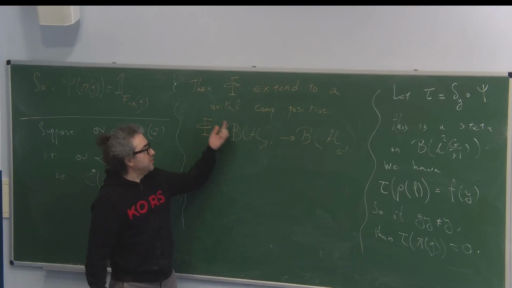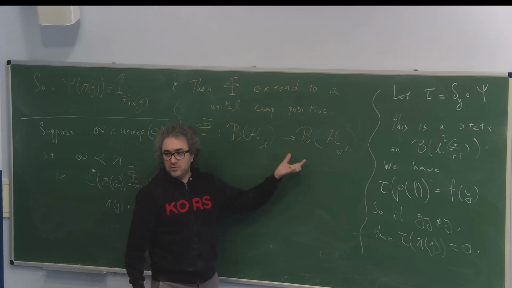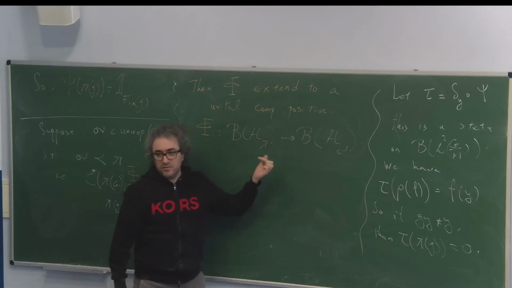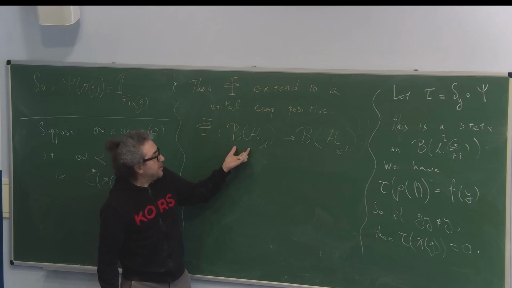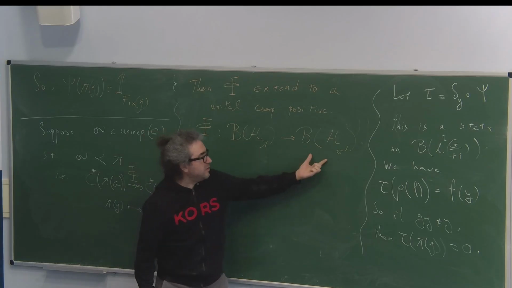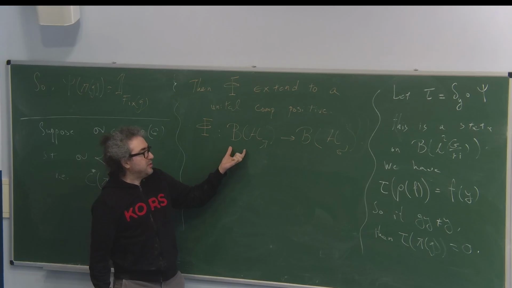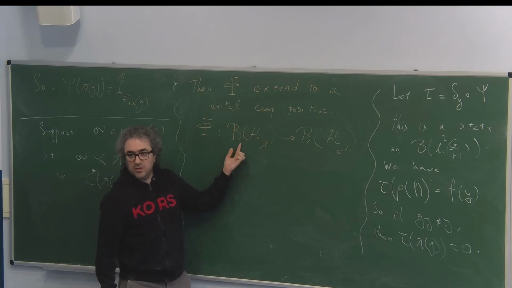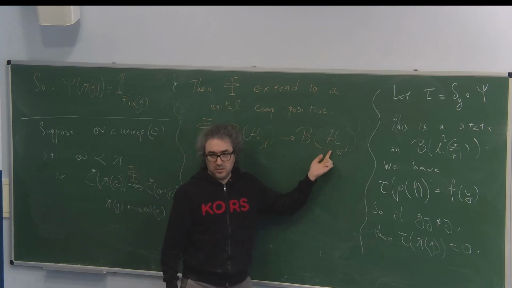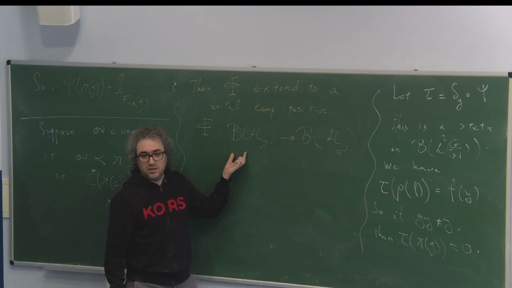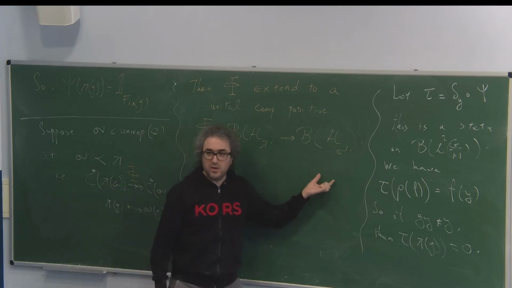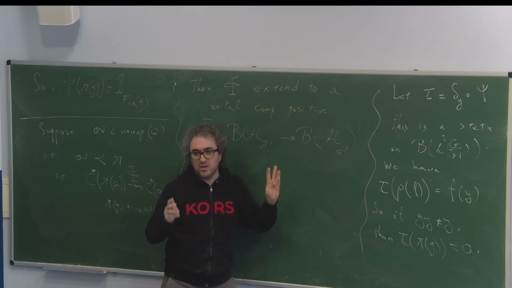Unital means unit goes to unit. Positive means positive operators go to positive operators. Completely positive means the following. When I have a map from here to here, then this map also gives me a map from all n by n matrices with entries coming from here to all n by n matrices with entries from here. And I require that for any n, the corresponding map from n by n matrices to n by n matrices stays positive.